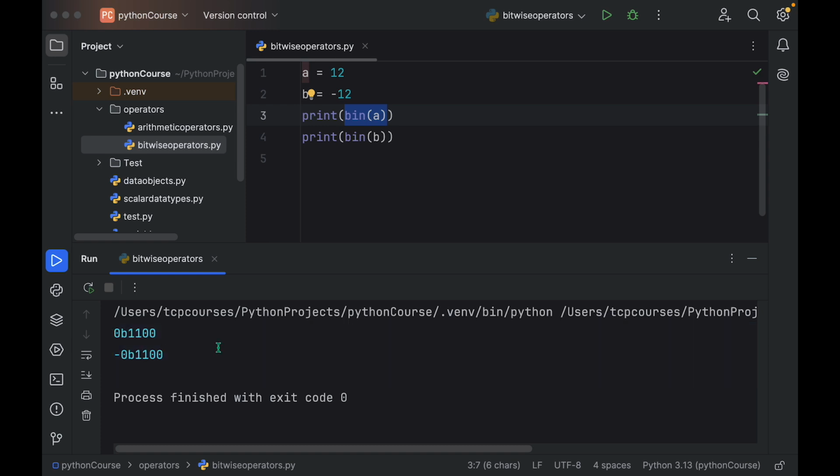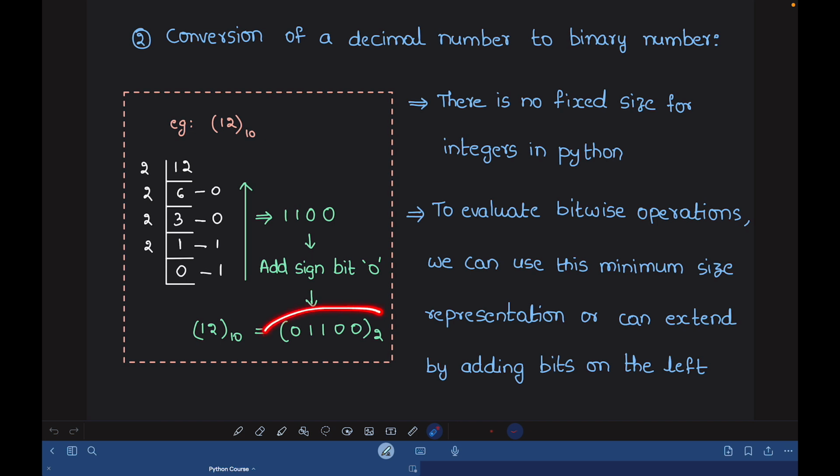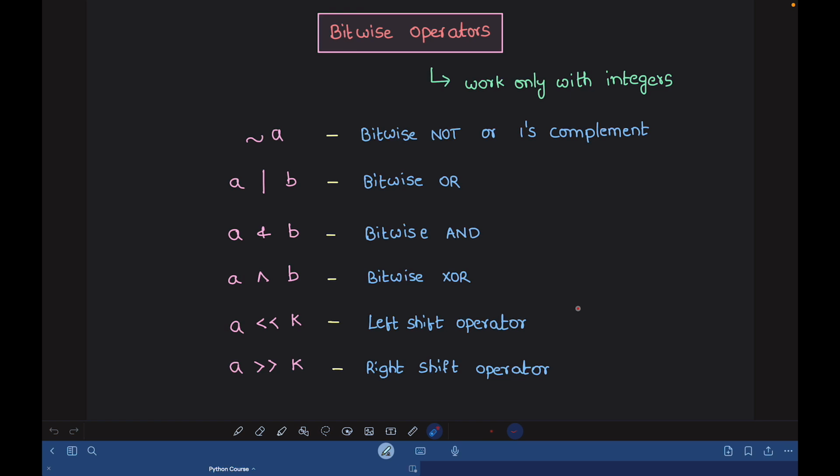So whenever we want to evaluate any expression involving bitwise operators, we should not use this kind of representation. We should be using 2's complement representation to perform these operations. In the next tutorial, we're going to see some examples, then it will be much more clear to you. Now that we understood the binary representation of integers in Python, let's discuss bitwise operators in the next video.